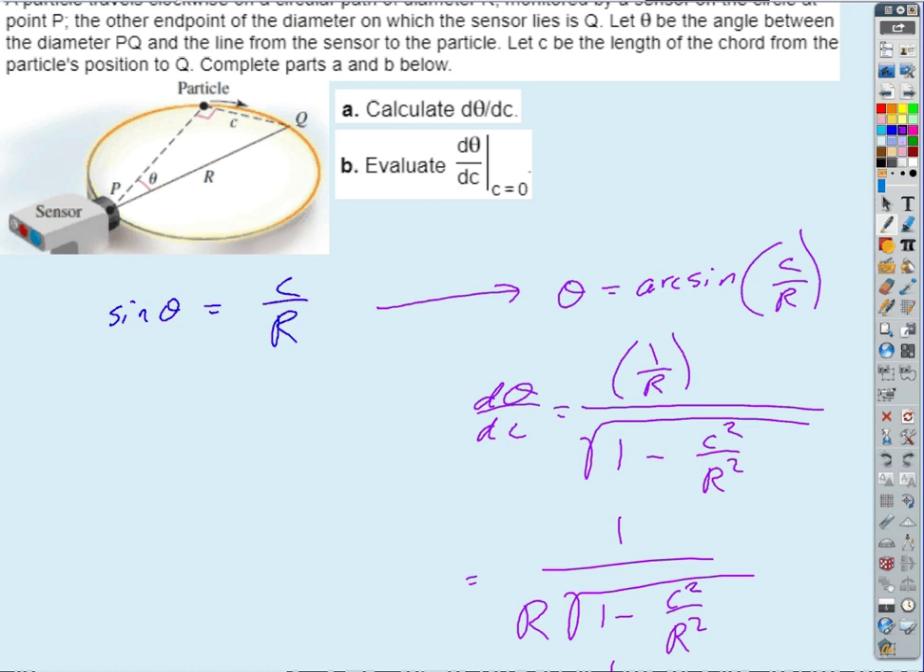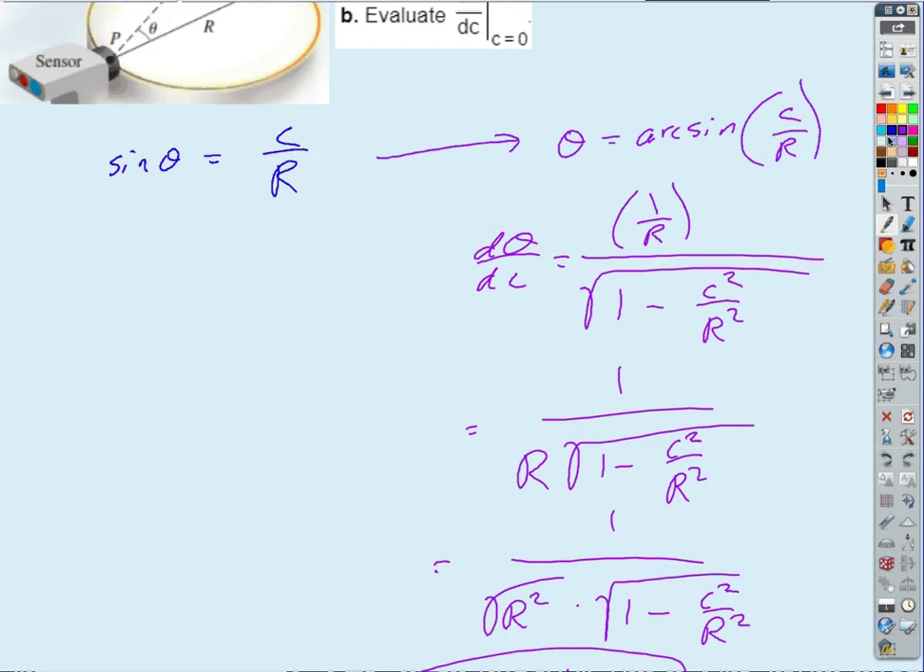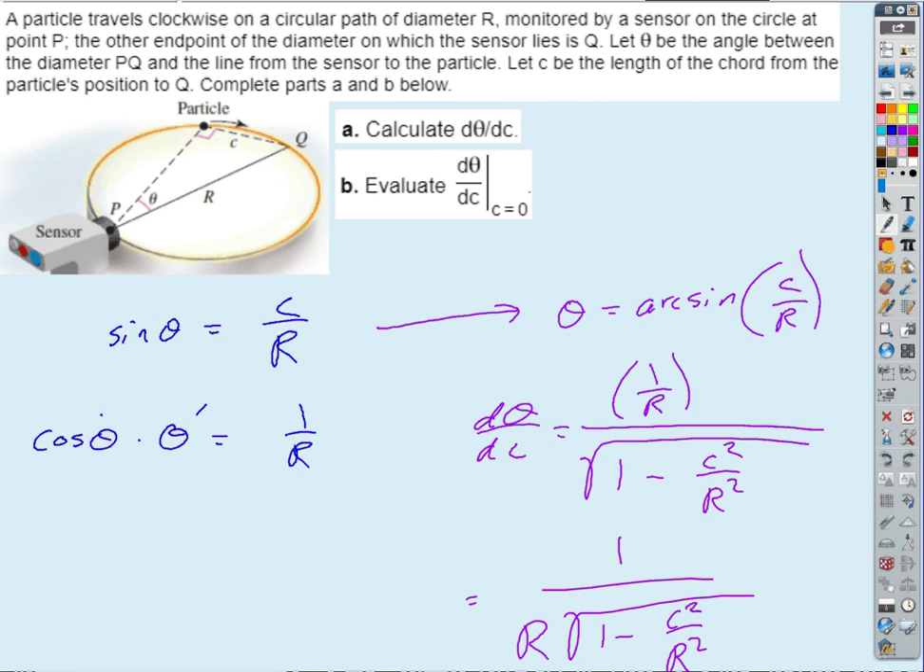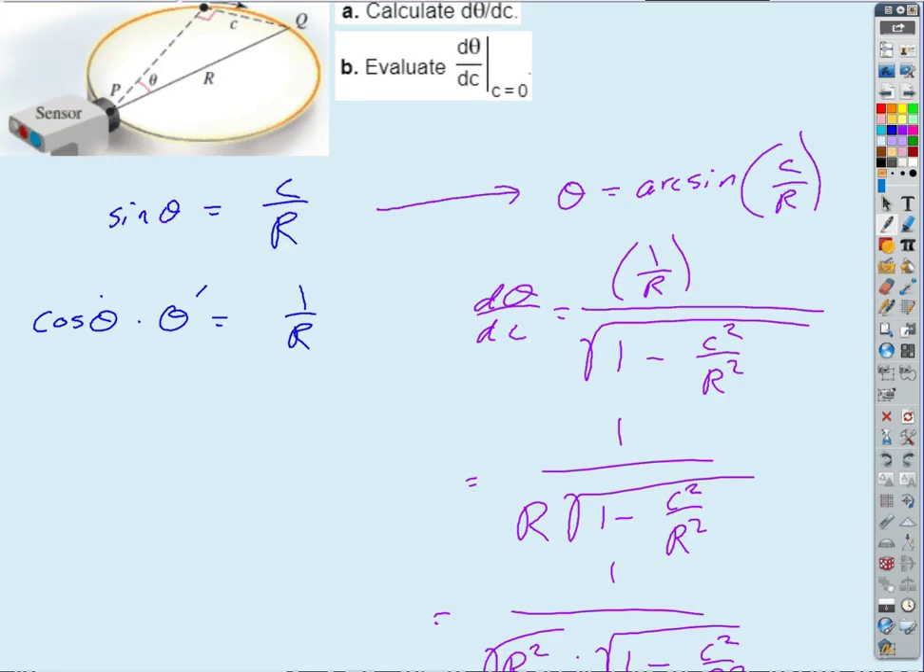If I were to implicitly differentiate each side with respect to c, well, what's the derivative of sine theta with respect to c? I'm going to get cosine theta times the derivative of what's inside with respect to c, which is just d theta dc. Let's just call that theta prime. And then over here, the derivative of c over r with respect to c, you already told me, that's just 1 over r, isn't it? Well, cosine theta, now how am I going to come up with a cosine theta?